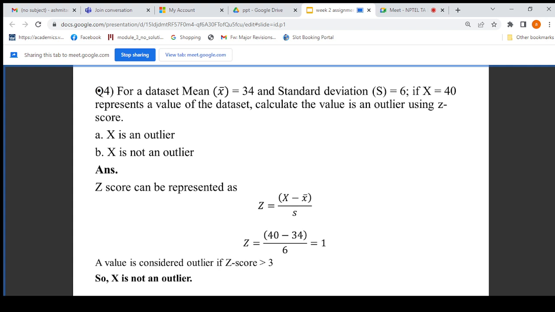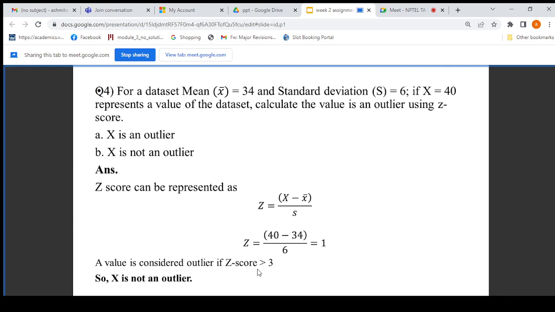Ma'am, can you repeat? Mean is 17.17. Standard deviation is 9, and the value of the data set is 65. It is an outlier. Yeah, so what is the z square value then? 5.3. 5.33.